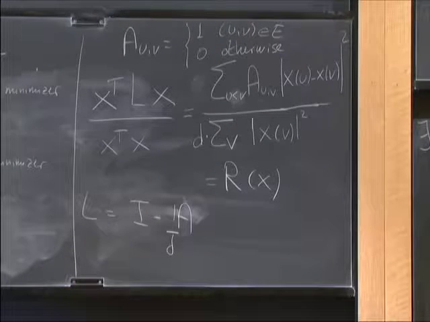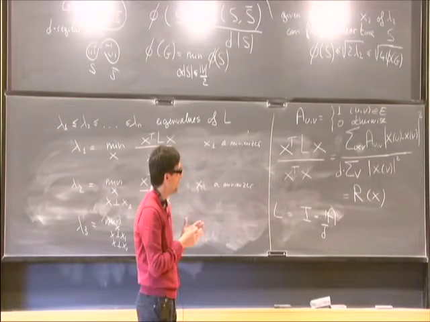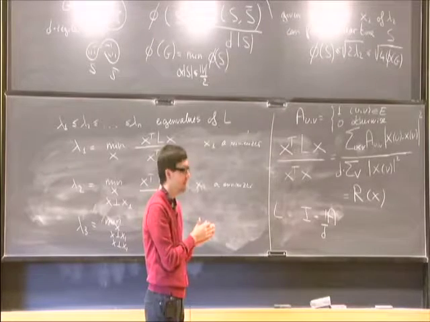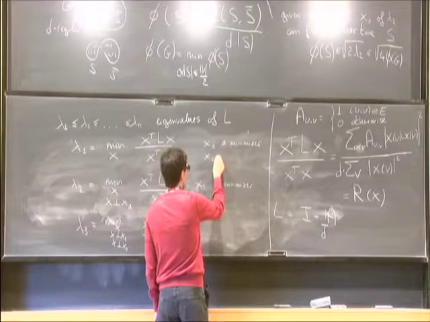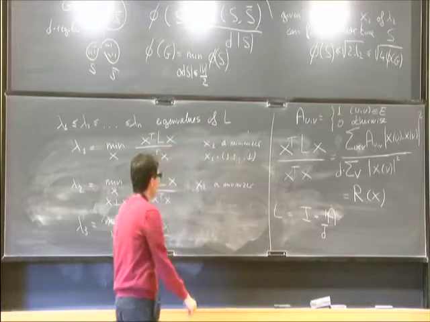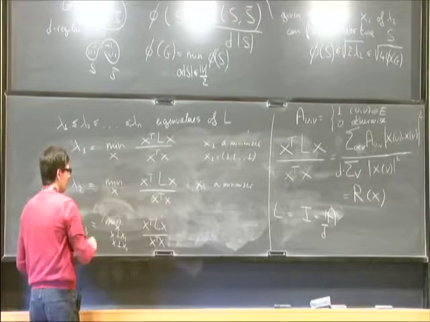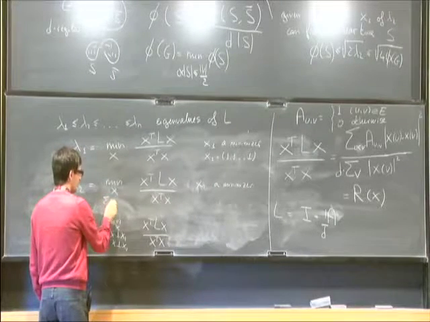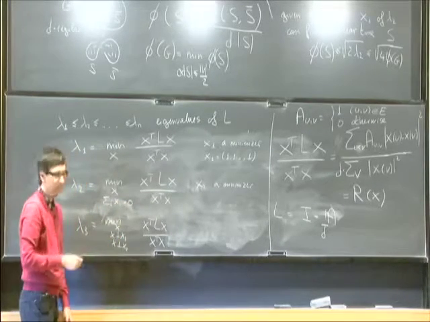Okay, so this is always greater than or equal to 0. And a minimizer is to set this vector to be the same constant in each coordinate, because then the numerator will be 0, since all those differences will be 0. So a possible minimizer is to set x1 to be all 1s. Then lambda 2 will be the minimum over all x's that are orthogonal to this vector, which means all the x's whose entries sum to 0.